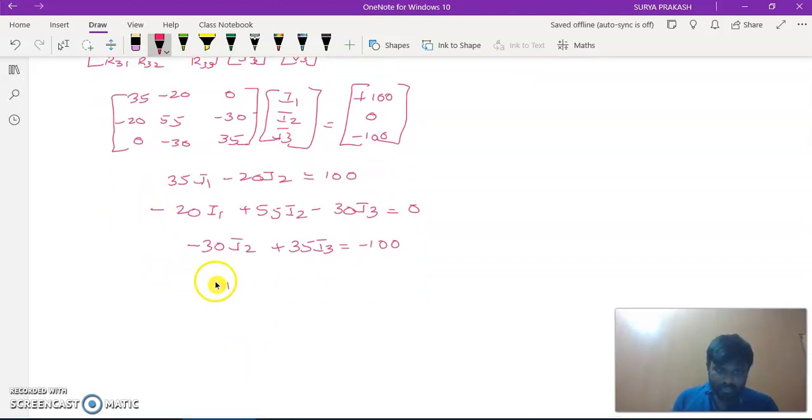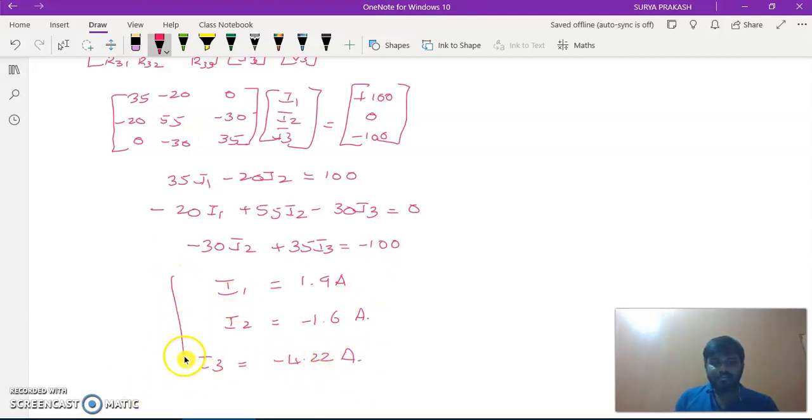Once you solve these loop equations, you will get the values. I don't want to go through the inner steps of solving the algebraic equations, as you are all very aware of solving them from childhood days, and you can also do it with a scientific calculator. The I1 value will be 1.9 ampere, I2 will be around 1.6 ampere, and I3 will be like 4.22 ampere. So these are the final loop current values for this problem.